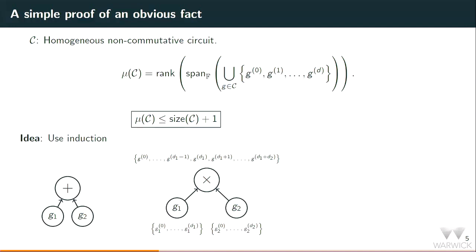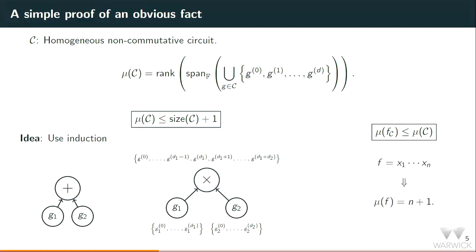And for a multiplication gate, there can be at most one additional element that is added to the space, which is why the rank or the dimension can increase by at most one in every multiplication gate, which tells you that the measure can be at most the size plus, in fact, at most the number of multiplication gates plus 1. And so clearly, if Fc is the polynomial computed at the root of the circuit, then its measure is at most the measure of the circuit.